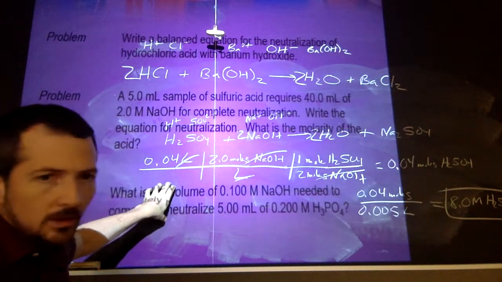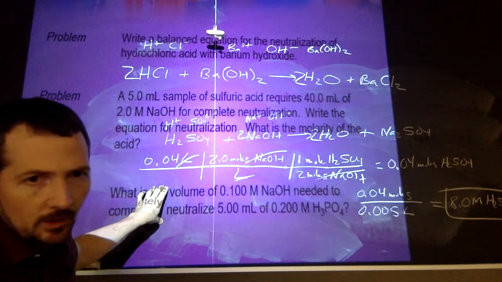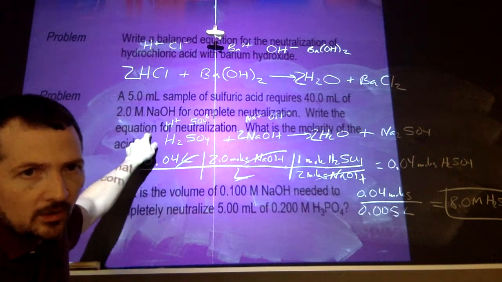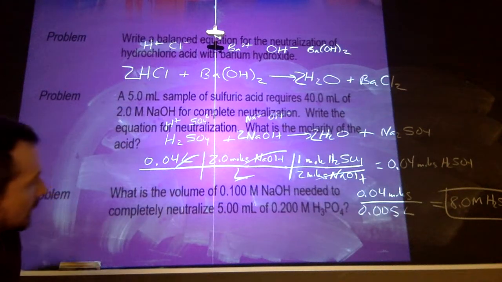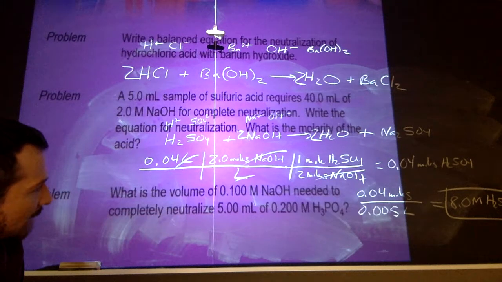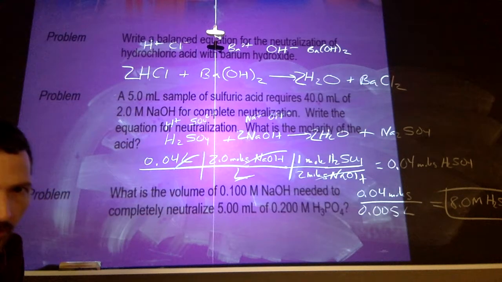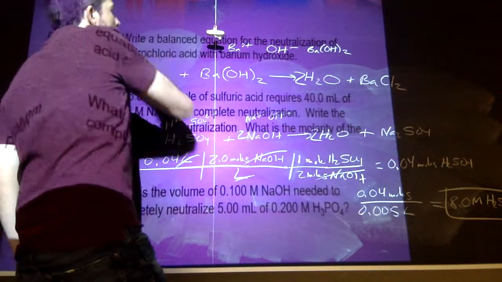Here's another one that involves similar concepts, so this is more of a stoichiometric calculation though. So this is your typical titration problem though. So it says, what volume of 0.1 molar sodium hydroxide is needed to completely neutralize 5 milliliters of 0.2 molar phosphoric acid? Let's go ahead and look at that one.